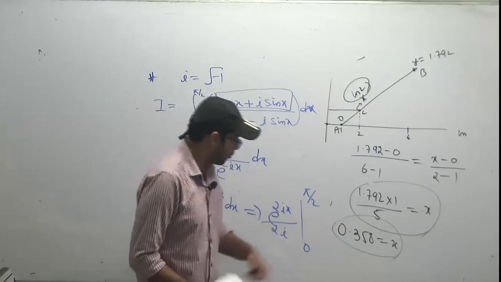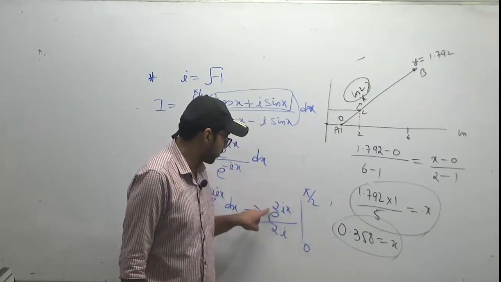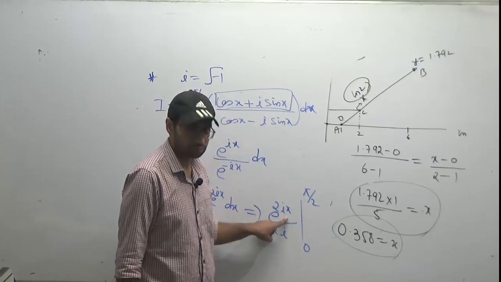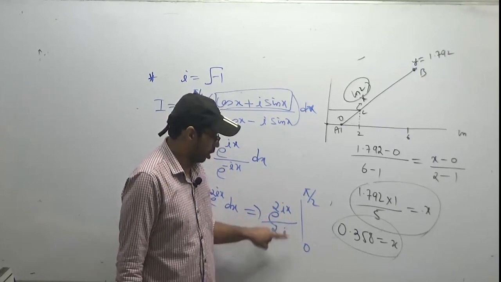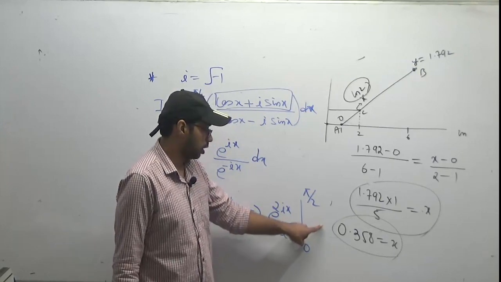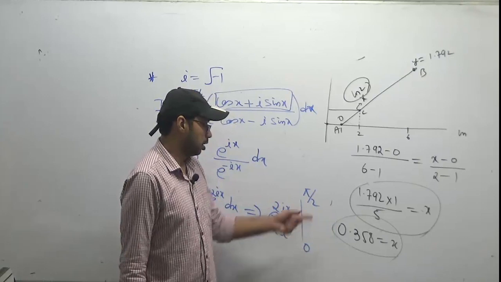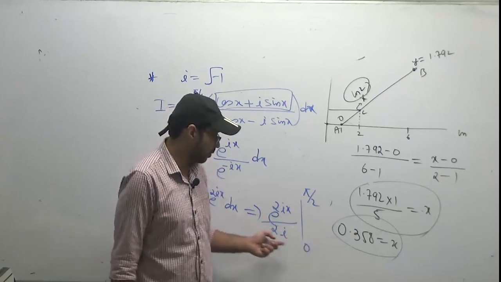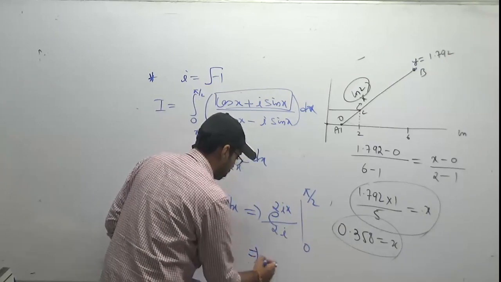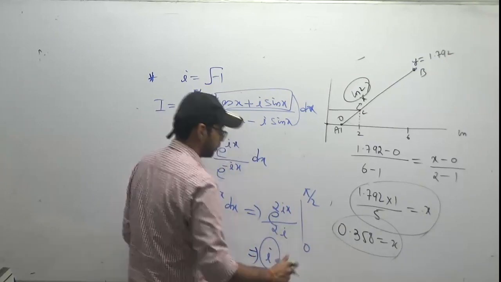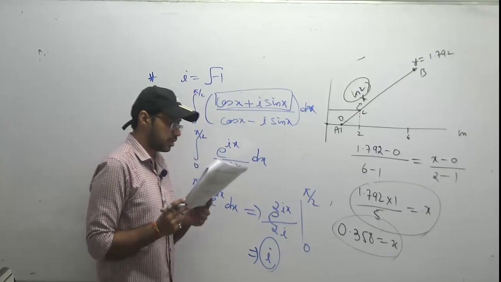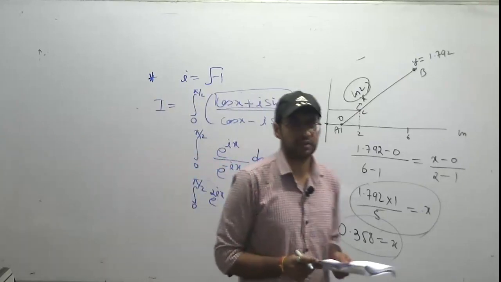Now, if you are putting pi by 2, you are getting what? E raised to the power iota pi divided by 2 iota, minus e raised to the power 0, that is 1, divided by 2 iota. Solving this one, you will get what? Iota. That is your answer. According to this one, option C is the correct answer.